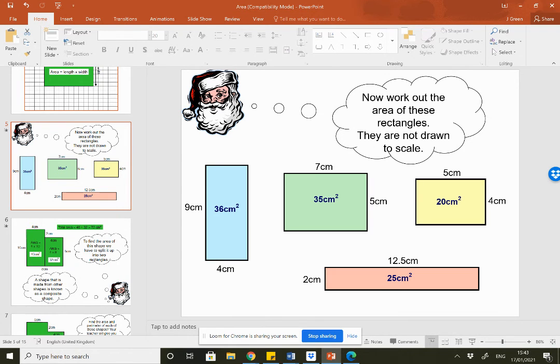You might also want to remind yourself about perimeter, because it's important you don't get them confused. Perimeter, adding up the ones around the edges. Area, multiplying and working out what's inside the shape.